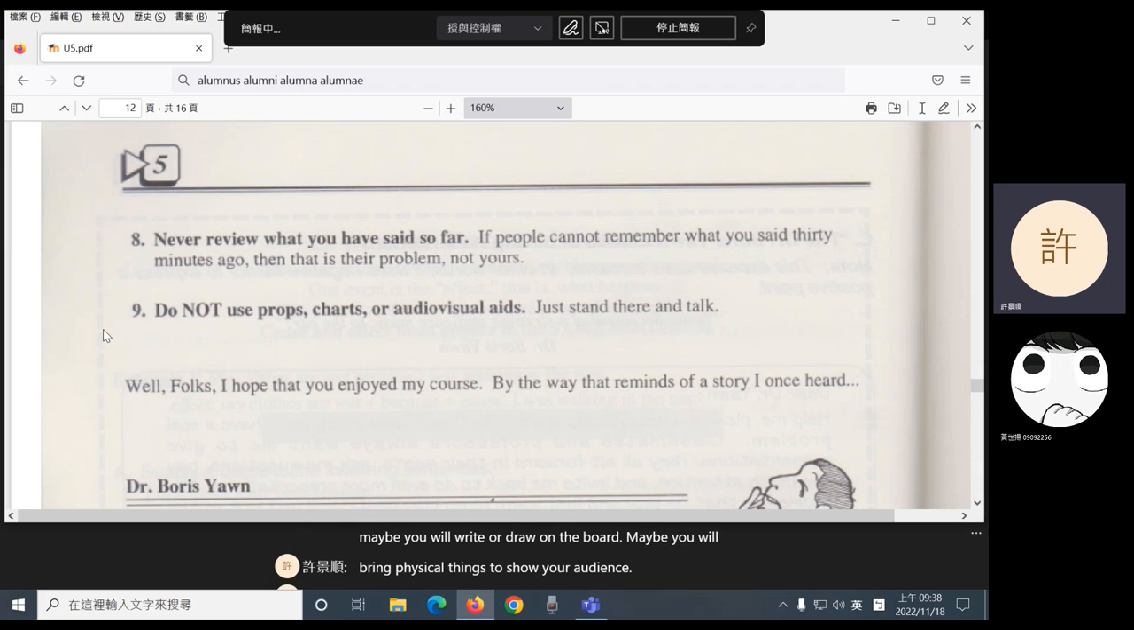At the very least, you should use some body language. We talked about this before the midterm exam. Body language helps your audience understand what you're trying to say. So those are some things you can pay attention to when you give a presentation.